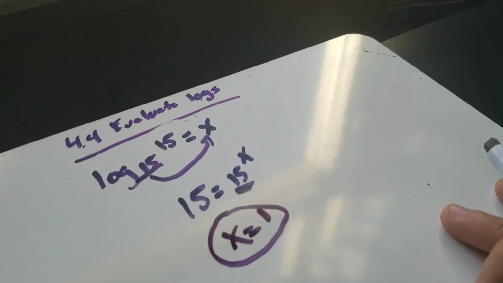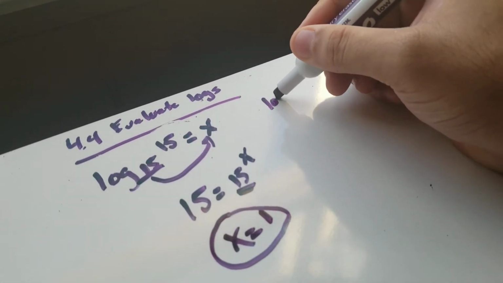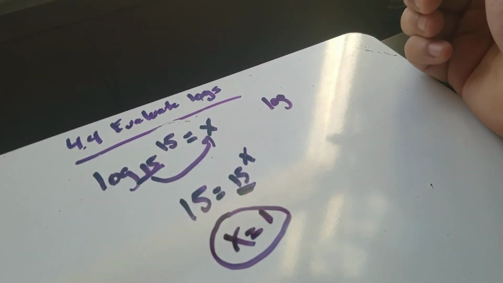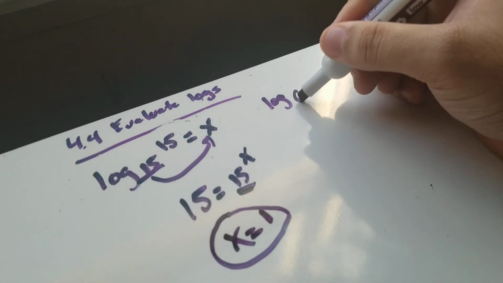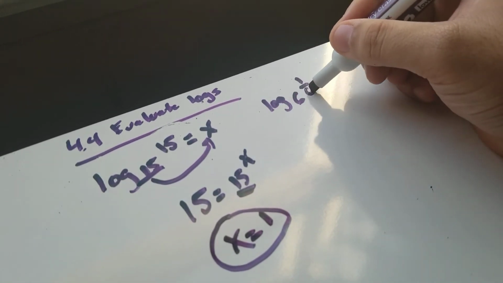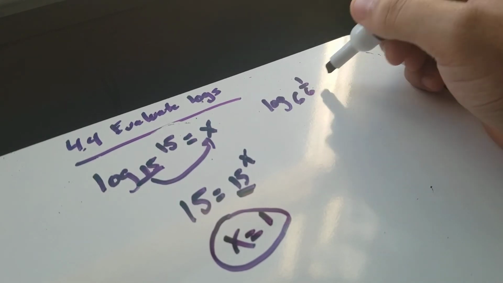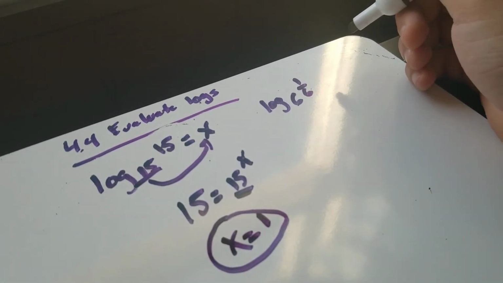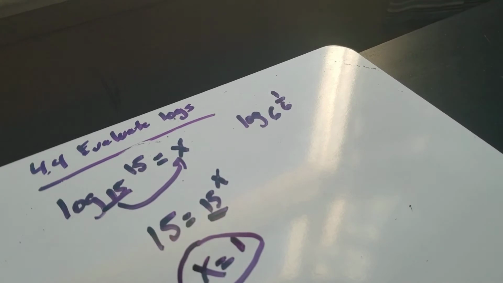Let's try another one. Log, let's see, 6, 1 over 6. Oh no, there's a fraction. Okay, but don't worry, we can handle that. All right, log base 6 of 1 over 6. So let's set it equal to x.